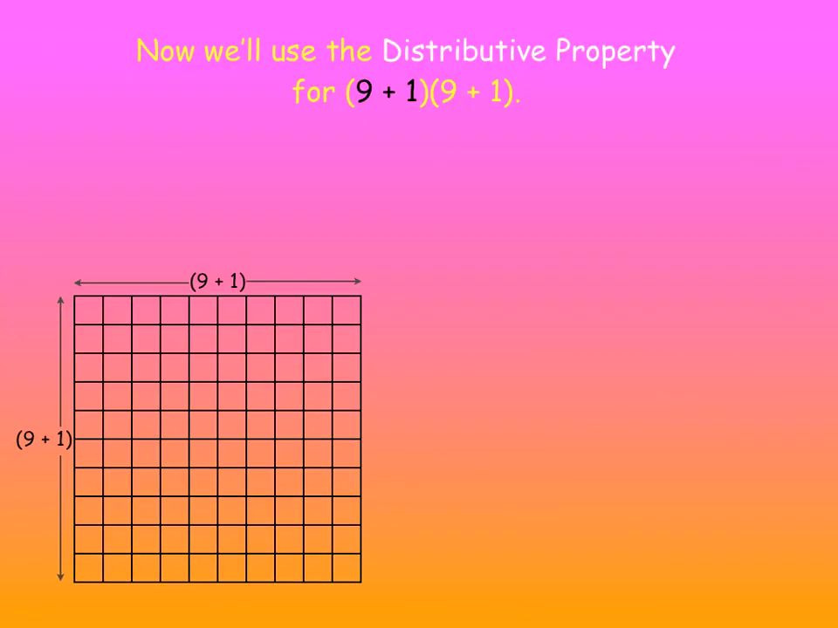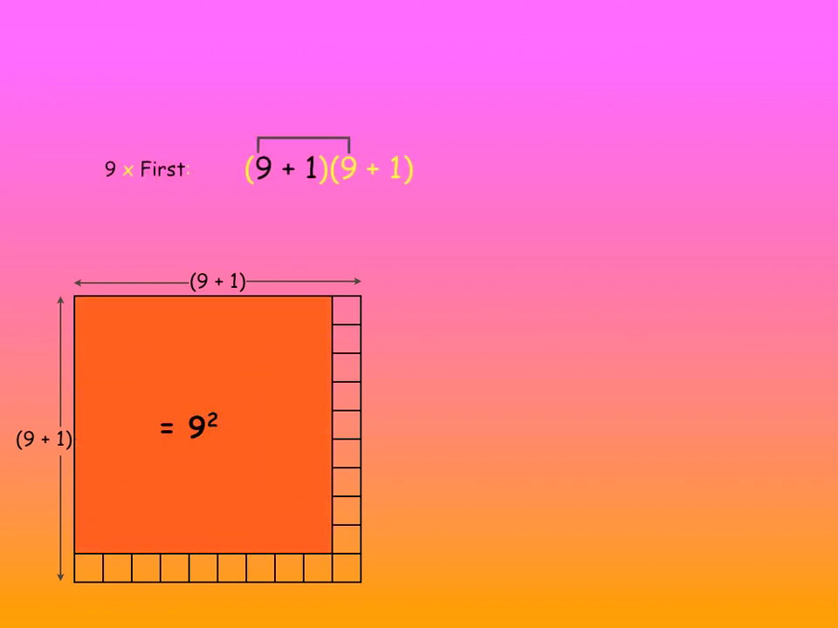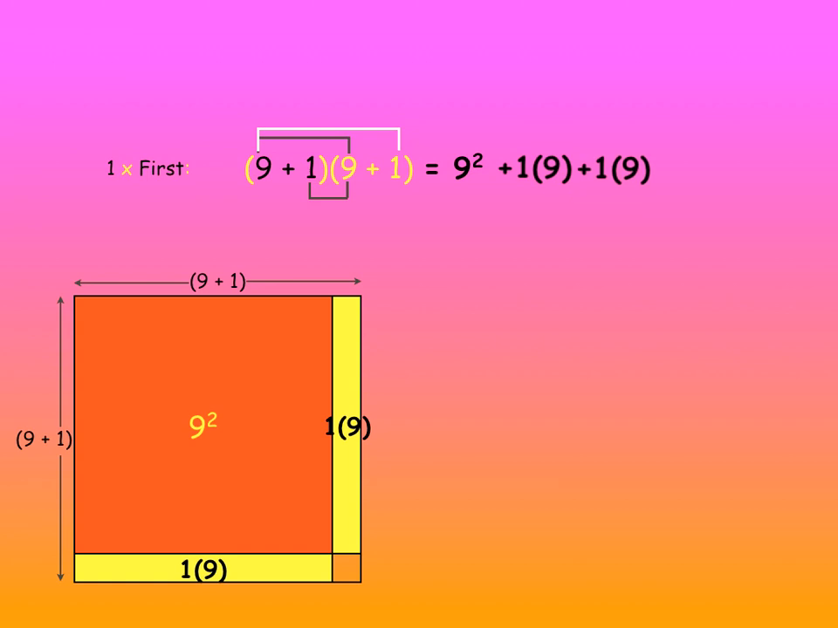Now, we'll use the distributive property for 9 plus 1 times 9 plus 1. Okay, here we go. Distributive property. 9 times the first number, 9 squared. 9 times the last number, 1 times 9. 1 times the first number, 1 times 9. 1 times the last number, 1.